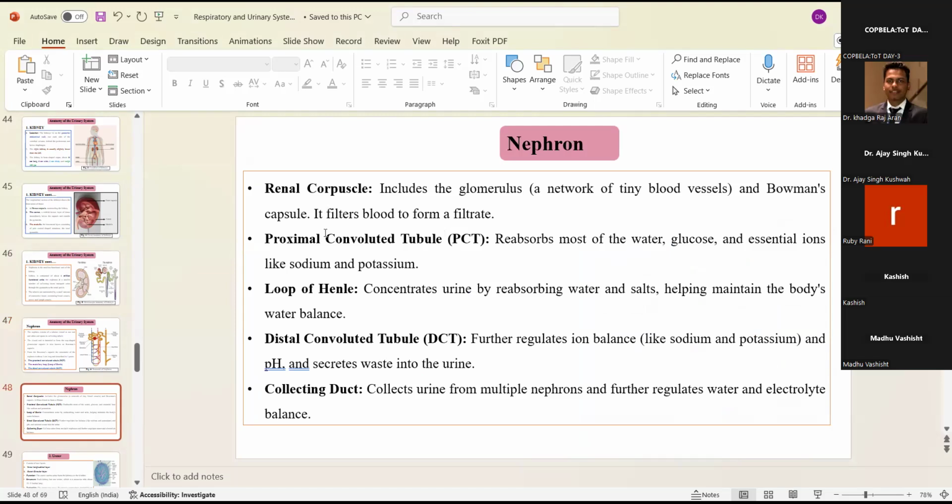So what are the functions of PCT? PCT helps in reabsorption of most water, glucose, and essential ions like sodium and potassium. They are absorbed from the PCT.